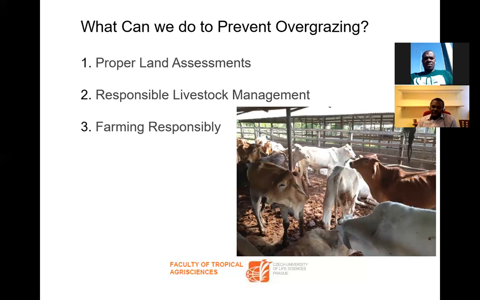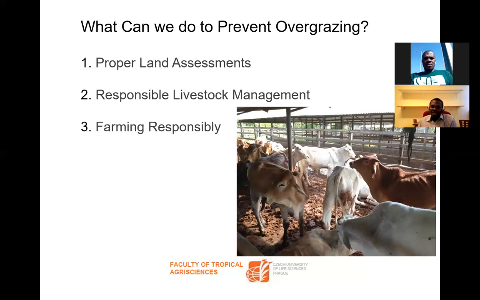And what do I mean by this? If those who farm these cattle farm responsibly, they will focus on their business, which is to produce cattle maybe for milk or meat. Encroaching on other people's farmland, of course, causes overgrazing. So, but when they farm responsibly and they are on their own farm, just as I showed in the picture, they will definitely prevent overgrazing.